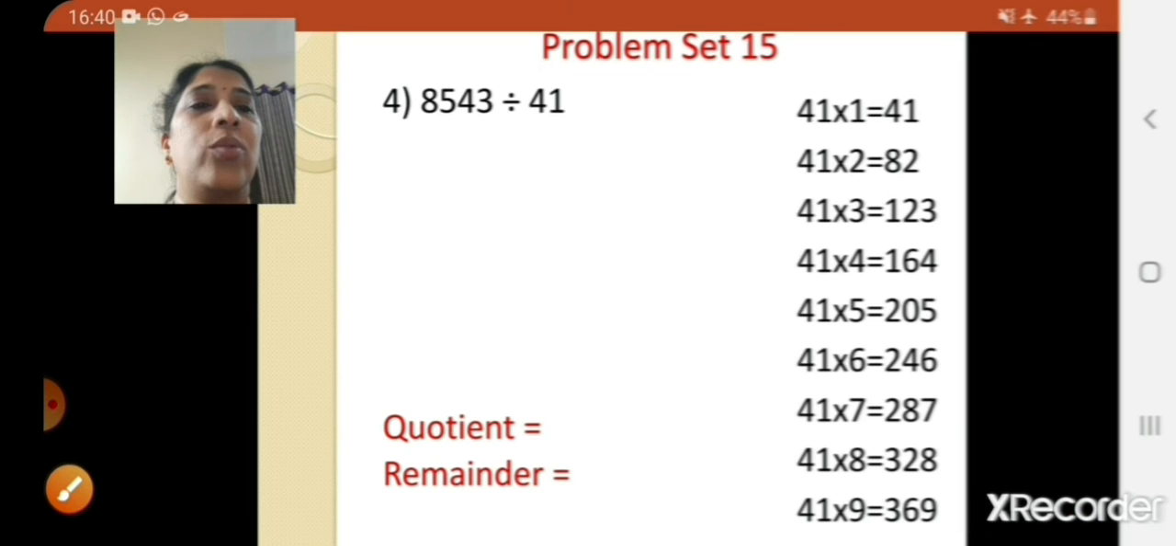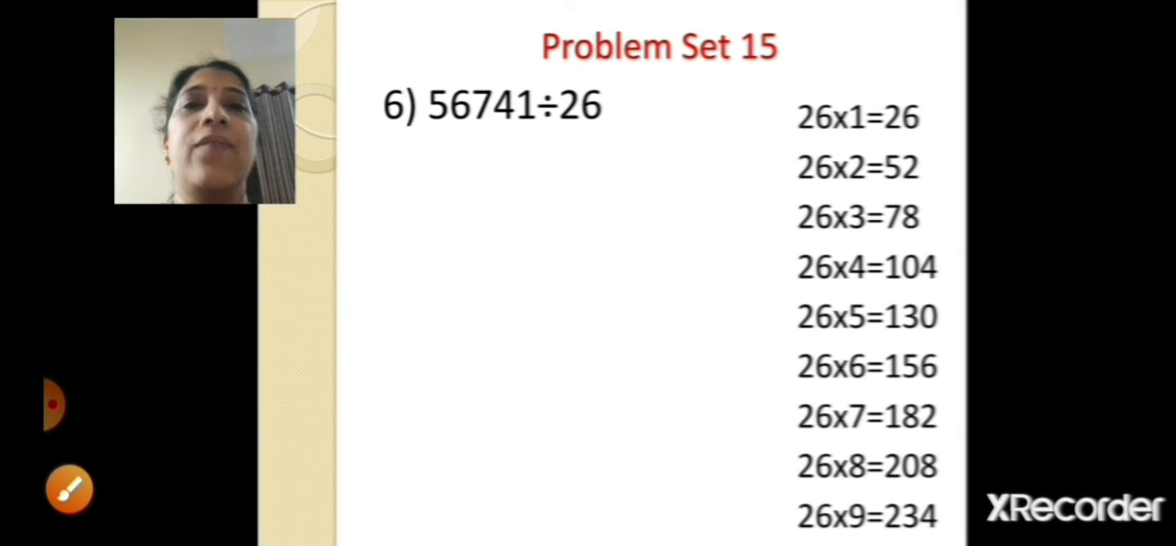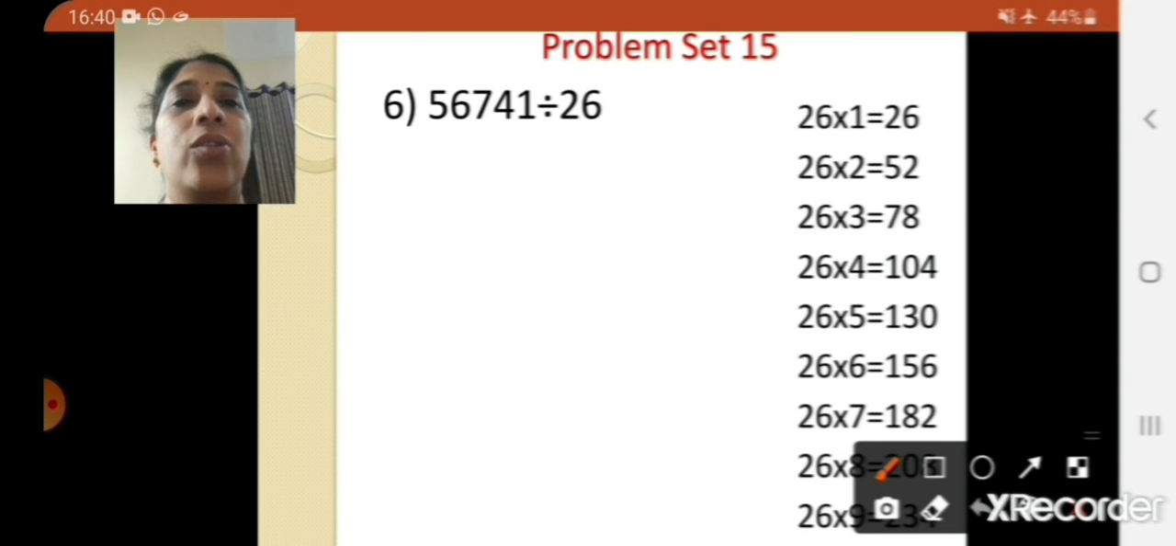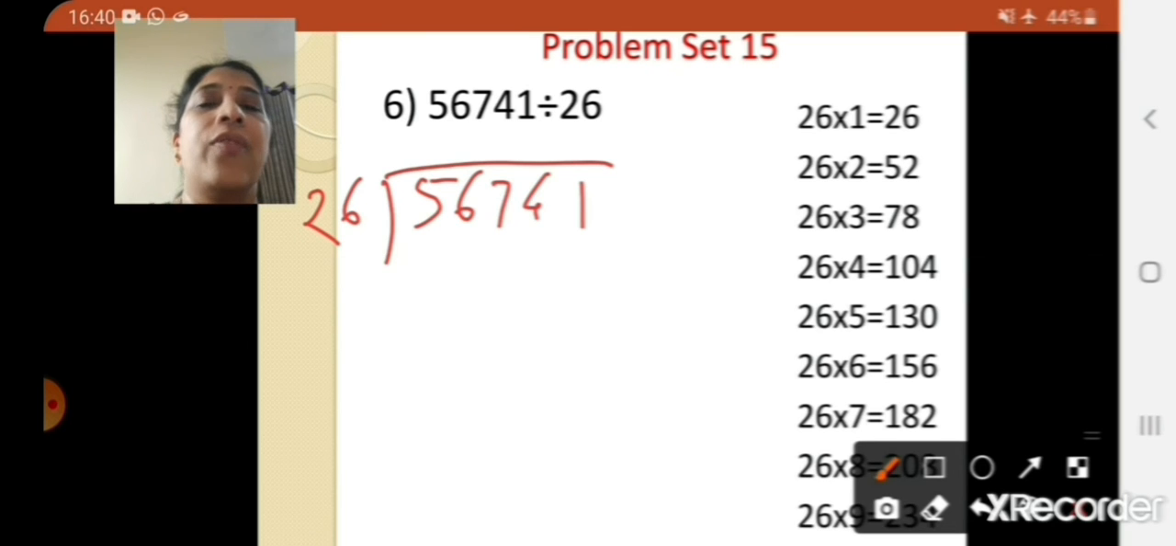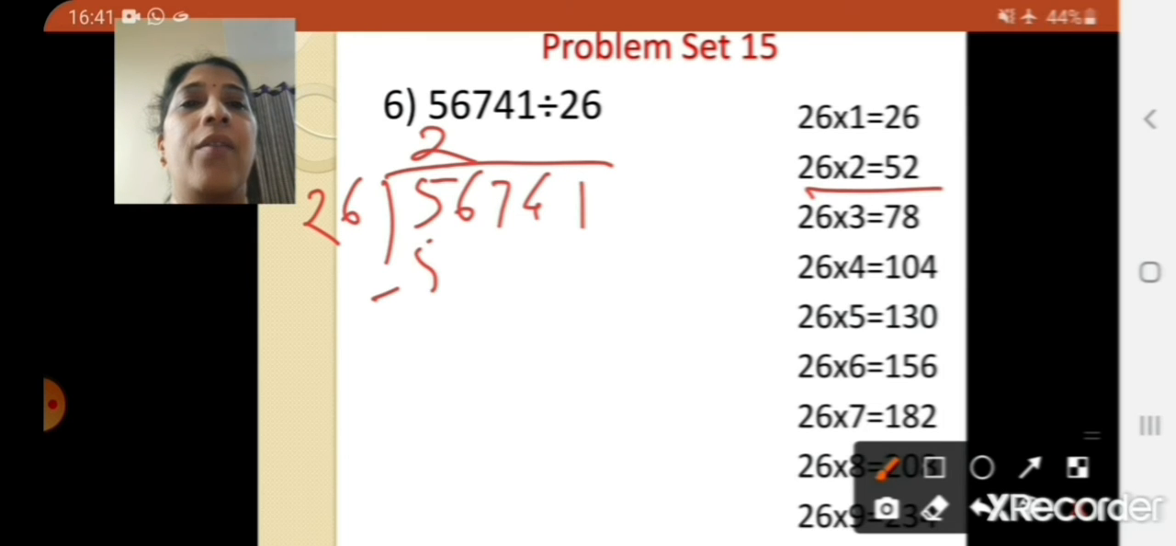So now let's move to the next one. Again the fifth one you will do as practice yourself. You will practice it yourself. The sixth one is 56,741 divided by 26. So again I have written the 26 table on the right hand side. So you will write 56,741 divided by 26. Now 56 is divisible by 26, right? So just see the number which is near to 56, that is 26 twos are. So you will write 26 twos are 52.